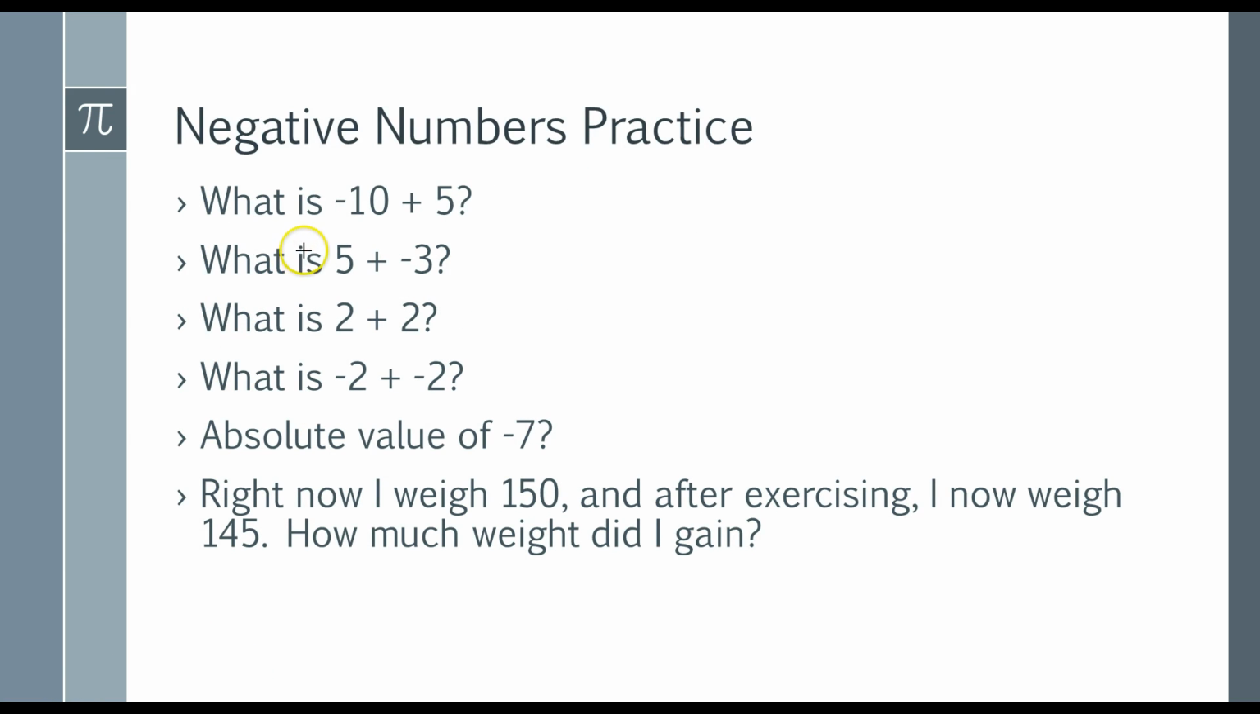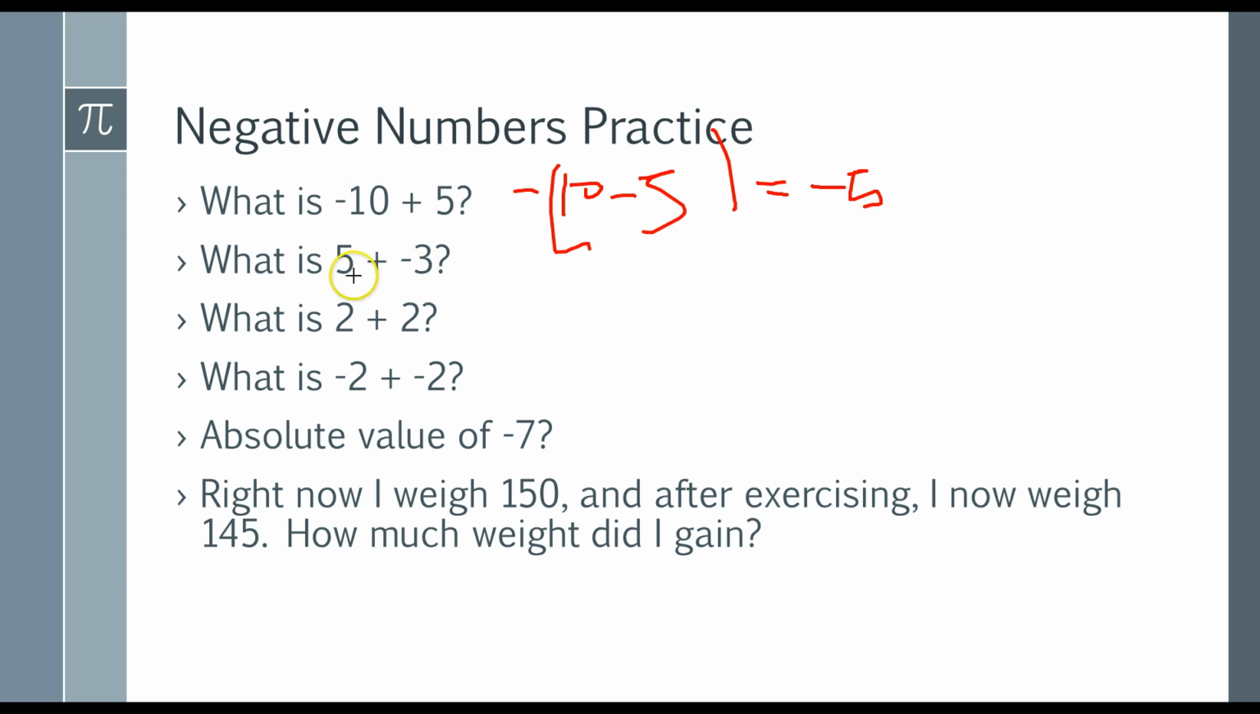So the first question says, what is negative 10 plus 5? First we need to locate which one has the bigger absolute value, and that's 10. So we subtract 5 from 10, 10 minus 5, and we take the sign of the bigger number, which is 10. We put that in front of the whole thing. So when we do this problem, we'll get negative 5.